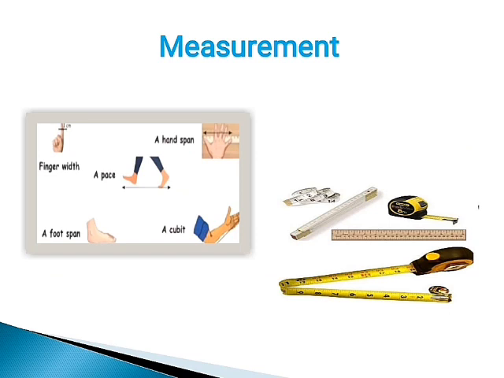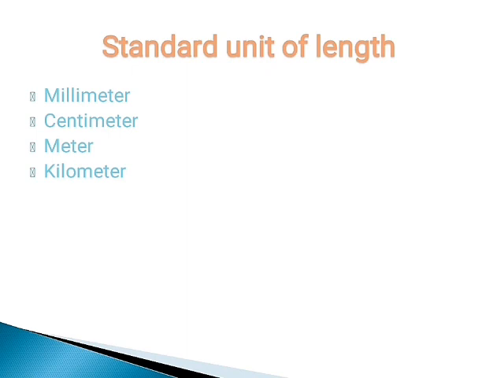So, two things we use to measure our things. One is non-standard units. Number 2 is standard units. Now we are going to see length measured using standard units. Number 1, millimeter. Number 2, centimeter. Number 3, meter. Number 4, kilometer. These are the standard units used to measure length.